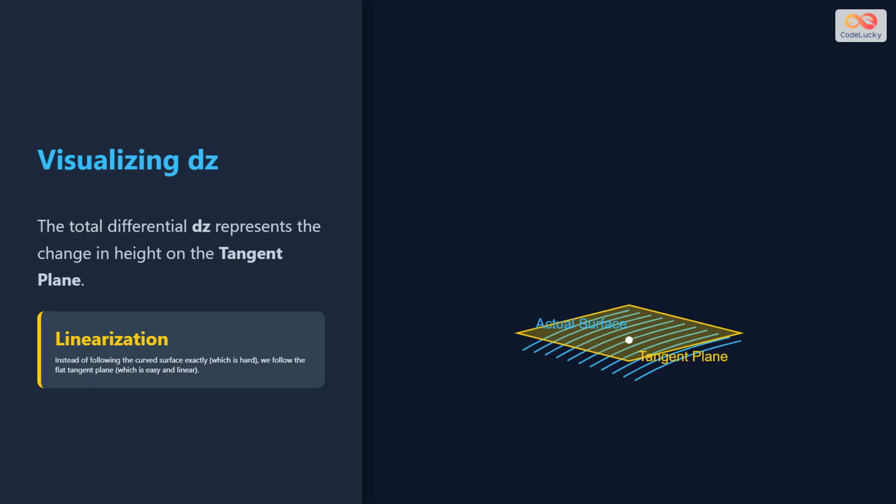Visually, what are we doing? We are effectively flattening the surface at a single point. This flat surface is called the tangent plane. The total differential dz tells us the change in height along this flat plane. It is a linear approximation of the complex, curved reality.